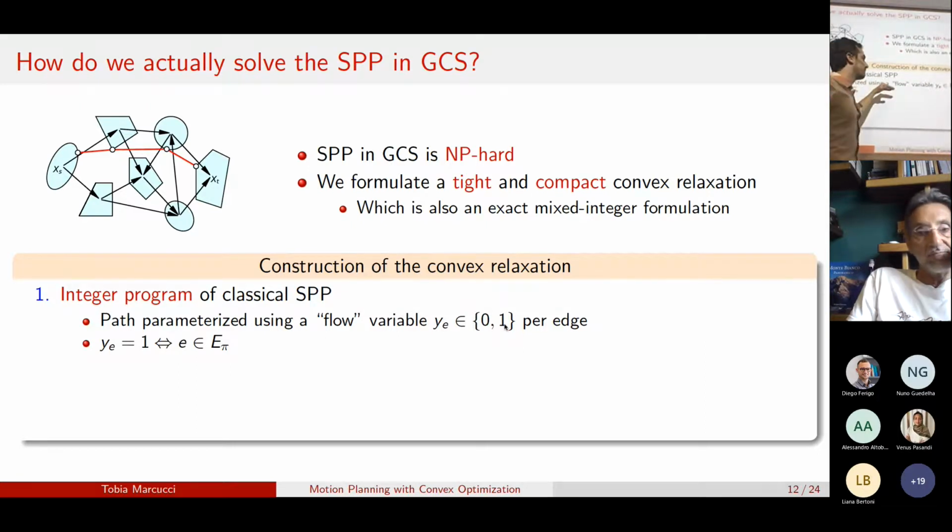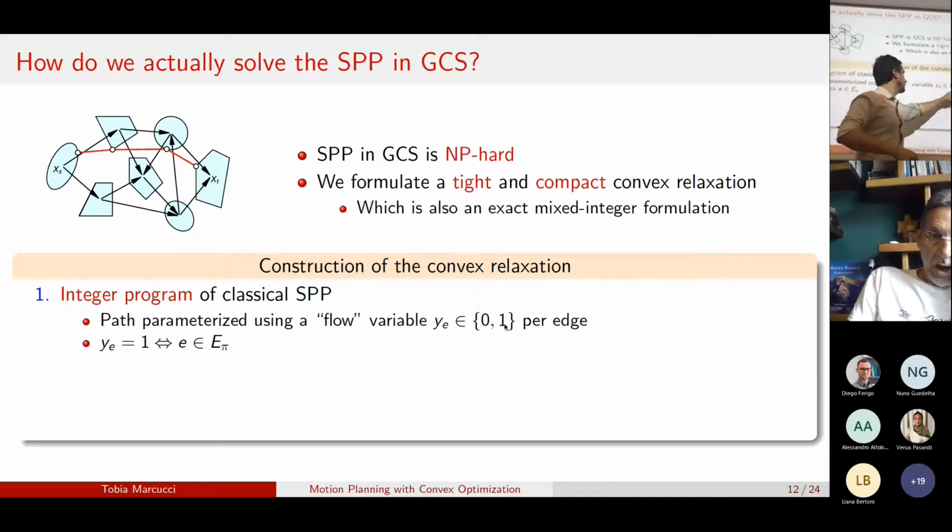How do we construct this convex relaxation? We start from the classical integer programming formulation of the shortest path problem, the one with constant edge lengths. In this problem, we have a decision variable per edge, y_e, and these are like flow variables. You can think of these as the amount of flow that is channeled in each of the edges of the graph. These variables take a value that is either 0 or 1, with a value of 1 in case the edge e is along the shortest path. So these are the variables in the classical linear integer programming formulation of the shortest path problem.